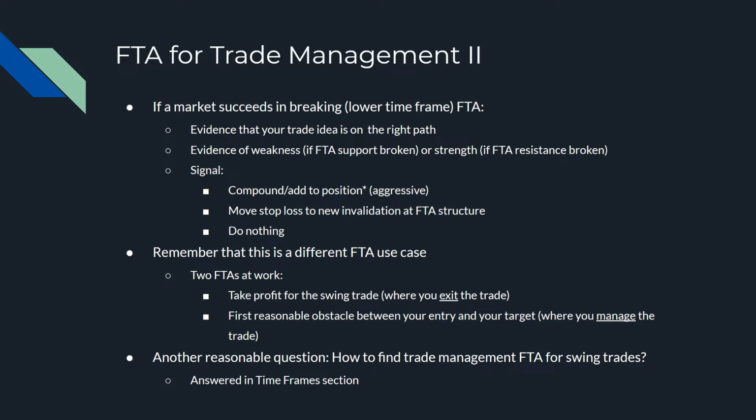Okay? Now that we've covered both scenarios, you can kind of see what I was alluding to earlier with regard to two different FTAs at work. It's the take profit for the swing trade, which is where you exit the trade, and then there's the first reasonable obstacle between your entry and your target, where you manage the trade, right? So just to redo that diagram, let's take a bearish example for the sake of it, and draw that in red, and use some different time frames.